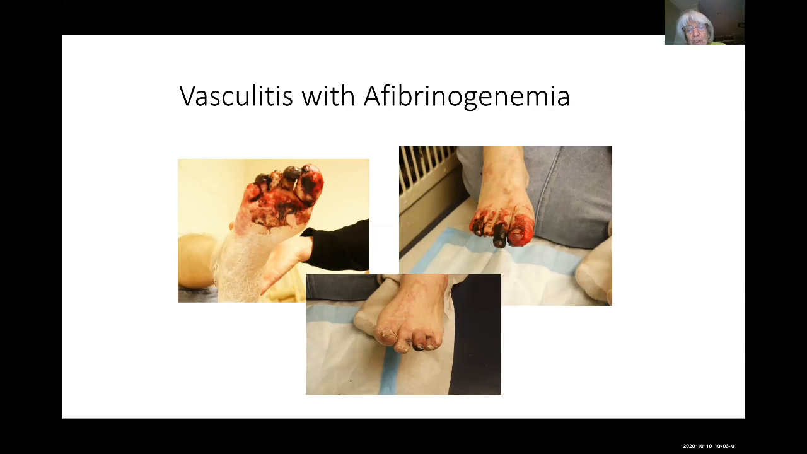And this is what those lesions look like. You can see his toes would just become black with dark red around them. This is an old healed lesion going up the dorsum of his foot, and the tips of his toes had necrosed off. He was in agonizing pain.